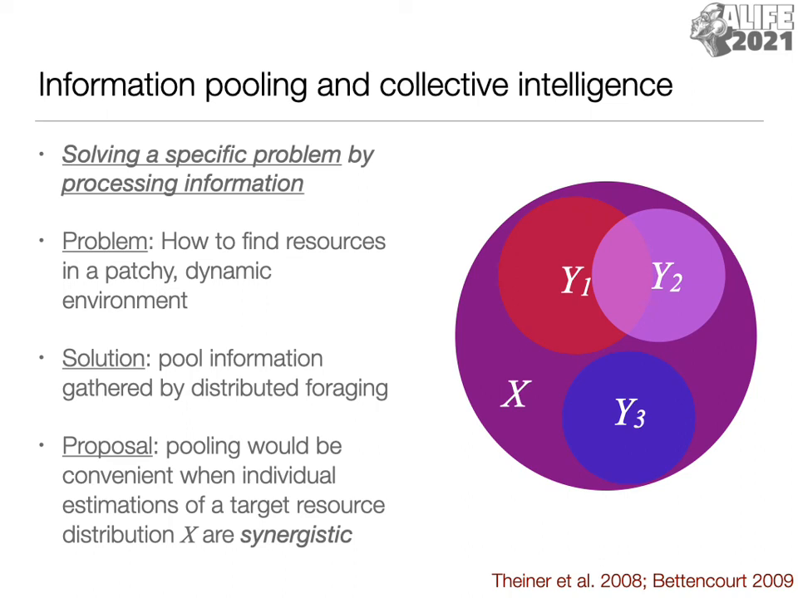So, for example, we could study individual home ranges, Y1, Y2, and Y3, and an estimated distribution of abundance of fruiting trees underlying this area. The union of all individual home ranges would constitute the target distribution, X. And the task would be to evaluate whether the overlap of individual home ranges is synergistic, that is, minimally correlated and complementary in the estimation of the target distribution.